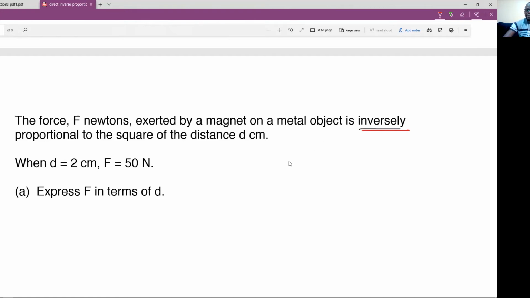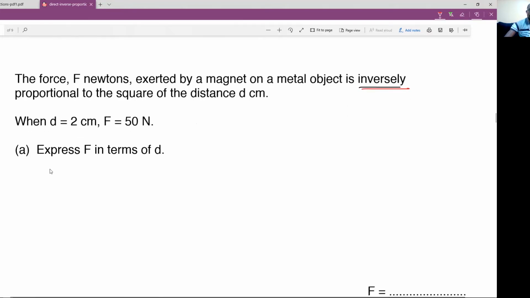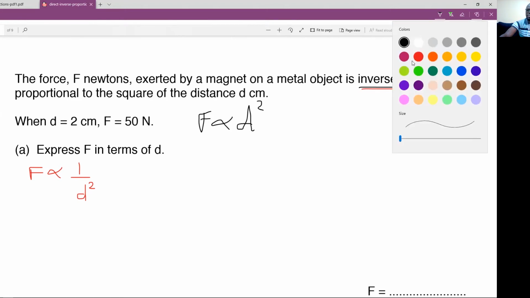So if F is inverse to the square of the distance, let me show you how we write that. Inverse variation, we write it this way, 1 over the other guy. So F is inversely proportional to the square of d. Suppose this was a direct variation question, we would have written it this way. I want you to know the difference. This is how our question could have looked at this point. But now this is not direct variation, it's inverse variation.